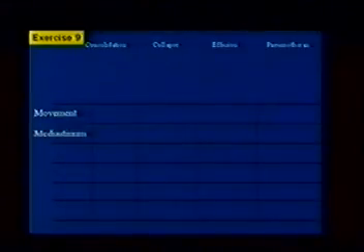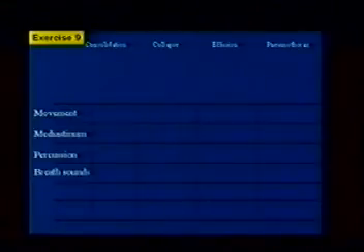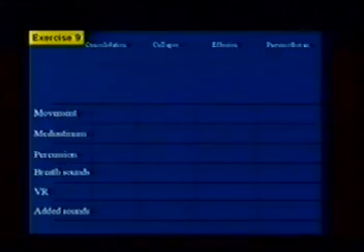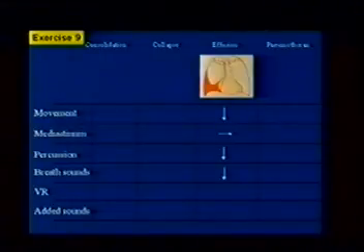Let's take some of the physical signs: mediastinal shift, the movement of the chest wall, percussion note, breath sounds, vocal resonance, and presence of added sounds. Let's compare four conditions: effusion, consolidation, collapse, and pneumothorax. In effusion, movements are reduced. The mediastinum is shifted to the opposite side if it is a large effusion. Percussion note is stony dull. Breath sounds are absent. Vocal resonance is absent. Usually there are no added sounds, but in early stages one might hear a rub.